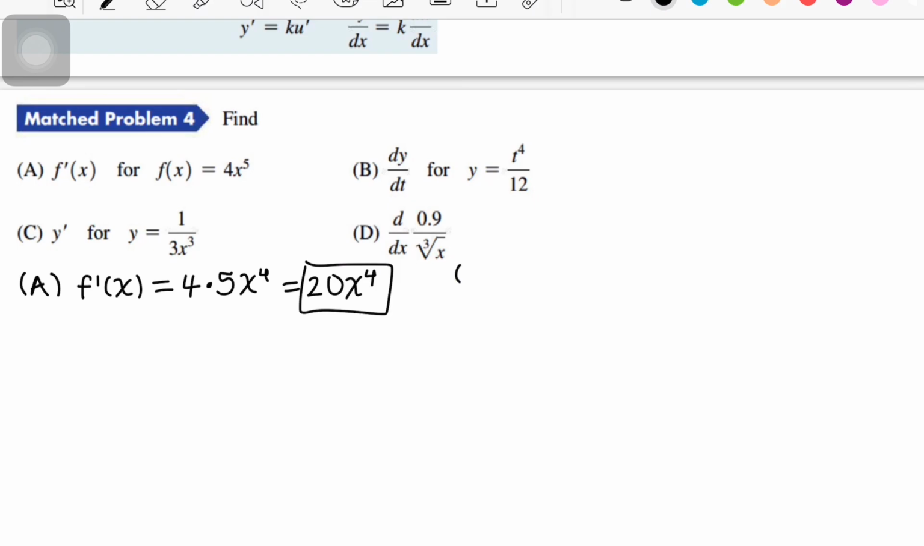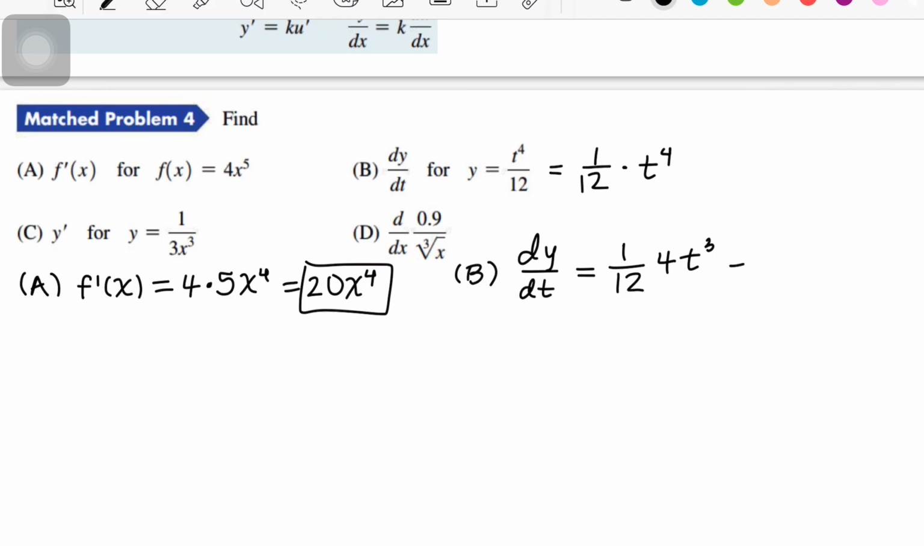All right, now let's look at problem B. We want to find dy dt for y is equal to t to the power 4 over 12. So first I'm going to rewrite this. It might not be as obvious, but we are multiplying by a constant here, and it is 1 over 12. So actually, I'll write it here. So we have our constant, 1 over 12, and we want to find the derivative of t to the power 4. So again, we have a power function, so we know that our 4 is going to come down in front, and then we're going to have t to the power 4 minus 1, so t cubed.